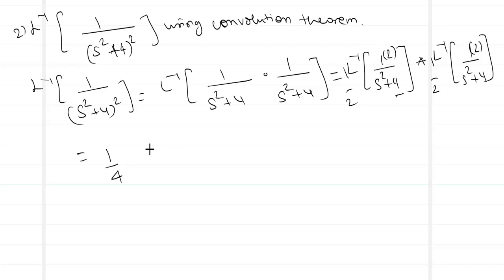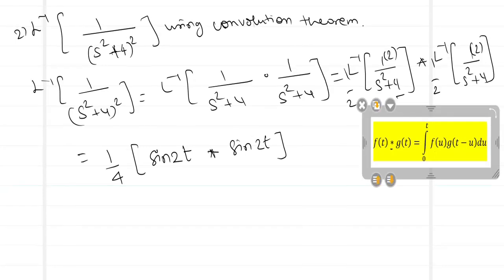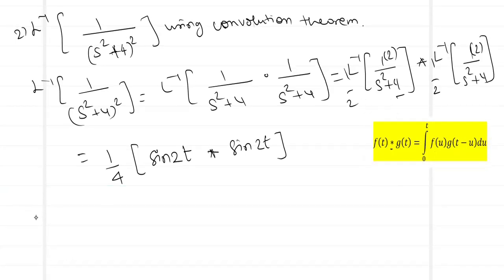So the first quantity, since it is a constant, is going to be sine 2t convolution with, again, sine 2t. So I have 1 by 4 times sine 2t convolution sine 2t. So now let us identify this with the formula for convolution. What do we know about the formula of convolution?